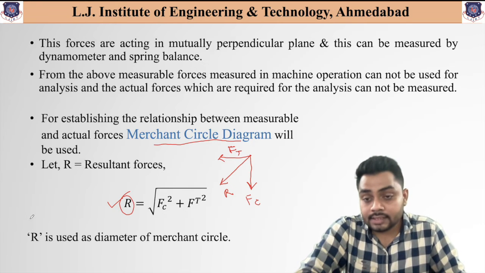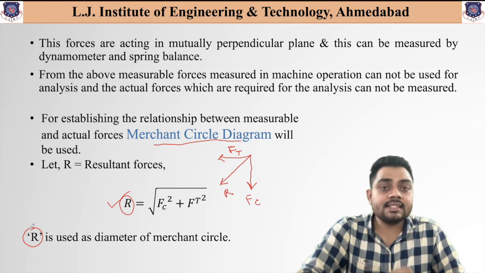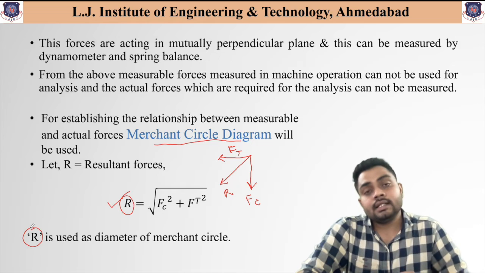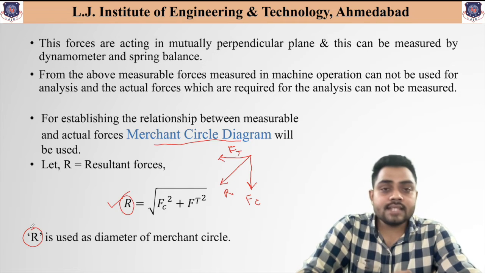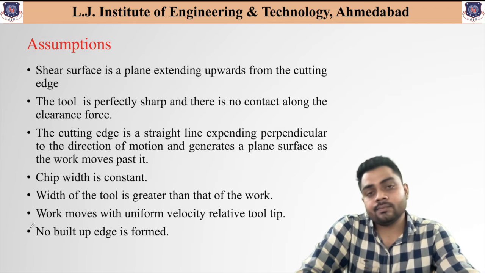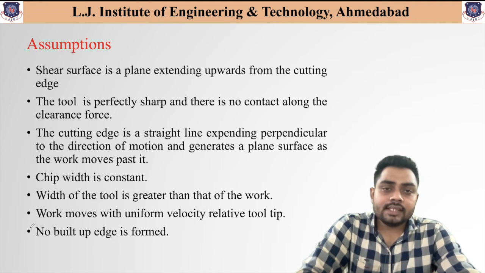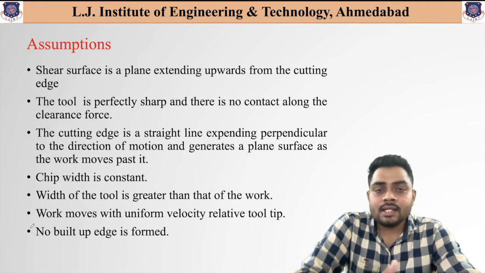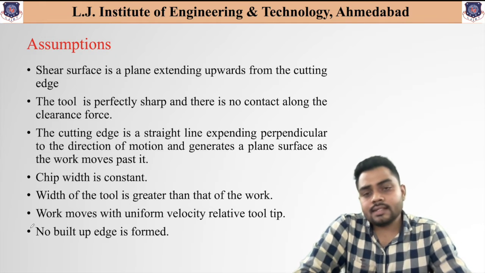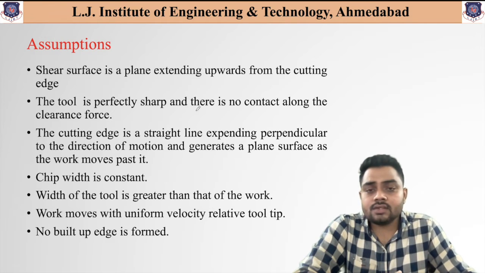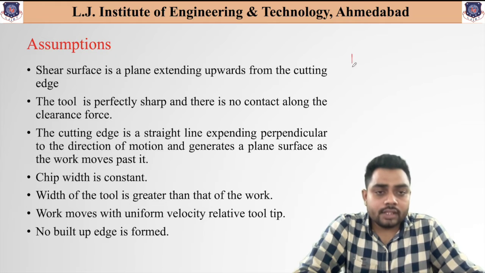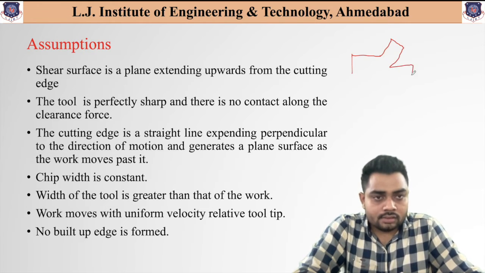Clearly understand this: R is not the radius, it indicates the resultant force, and it is the diameter of the merchant circle diagram. We will use this as the base and move forward to understand the merchant circle diagram. Now to draw the merchant circle diagram, there are certain assumptions, and these are mentioned over here. Some of them, as you can see, concern what happens during machining, and we know this diagram, right?